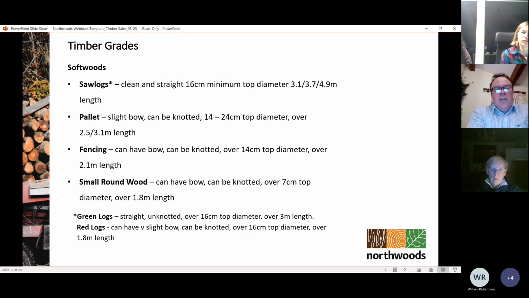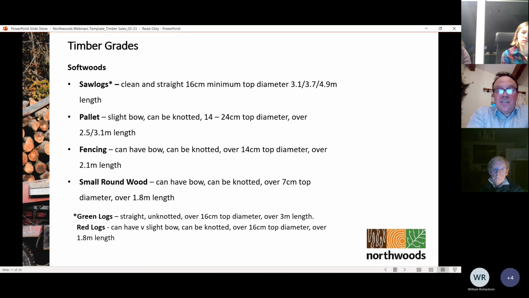As a general rule, in most trees, in softwoods, the saw logs are the most valuable product. Generally, a saw log is clean and straight, relatively small knots, 16 centimetre minimum top diameter, and it's in lengths of 3.1, 3.7, 4.3 and 4.9 metre lengths, occasionally 6 metre, and that fits in with the standard carcassing and fencing sizes that the sawmills sell into the merchanting sector.